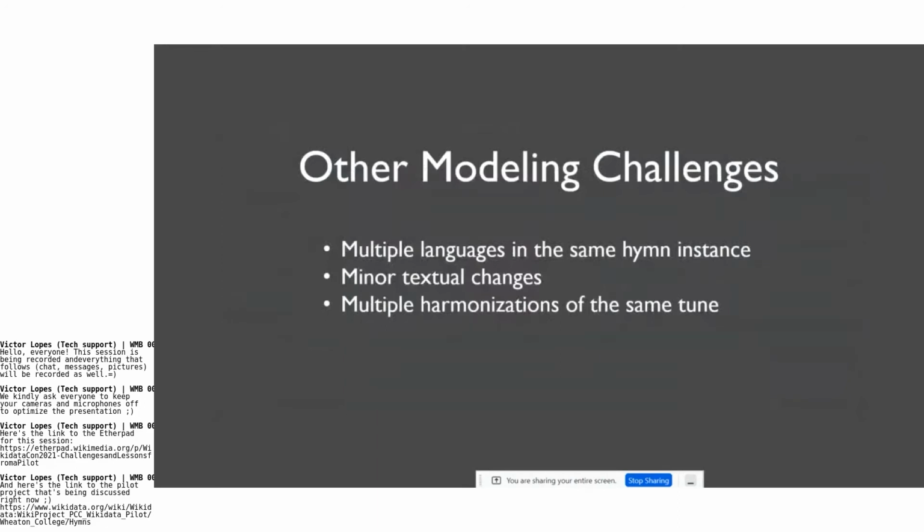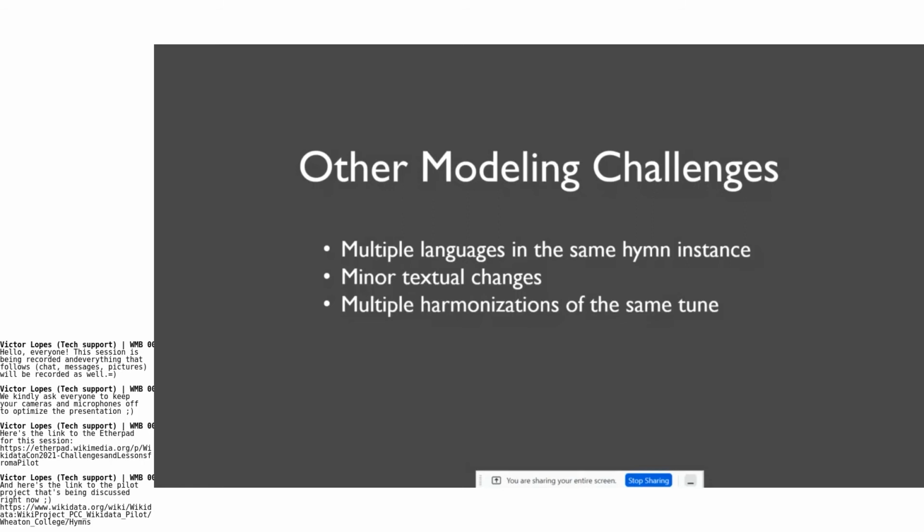Other modeling challenges I've encountered include the use of multiple languages in the same hymn instance. For example, in the hymnal I'm working on, Amazing Grace includes translations in Creek, Navajo, and Cherokee in addition to the original English. It would be useful for scholars to track the appearance of alternate languages, so I would like to figure out a way to model this.